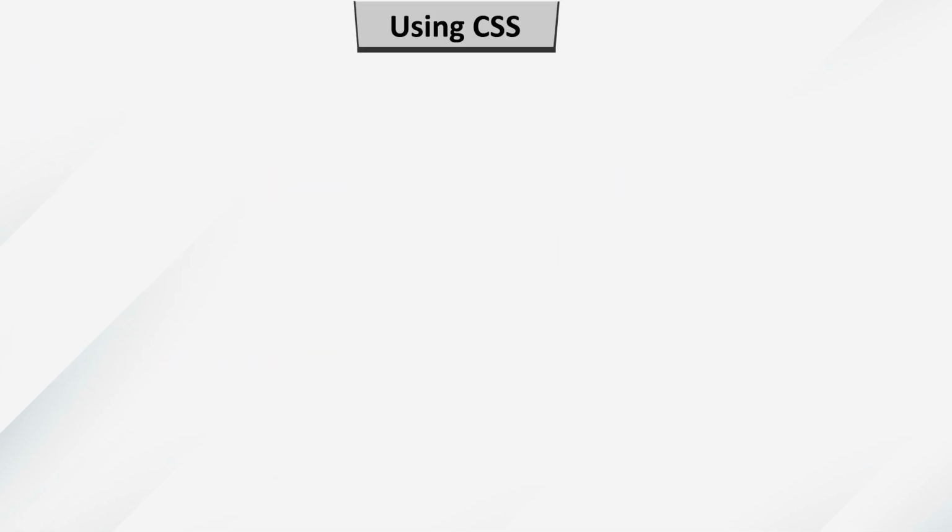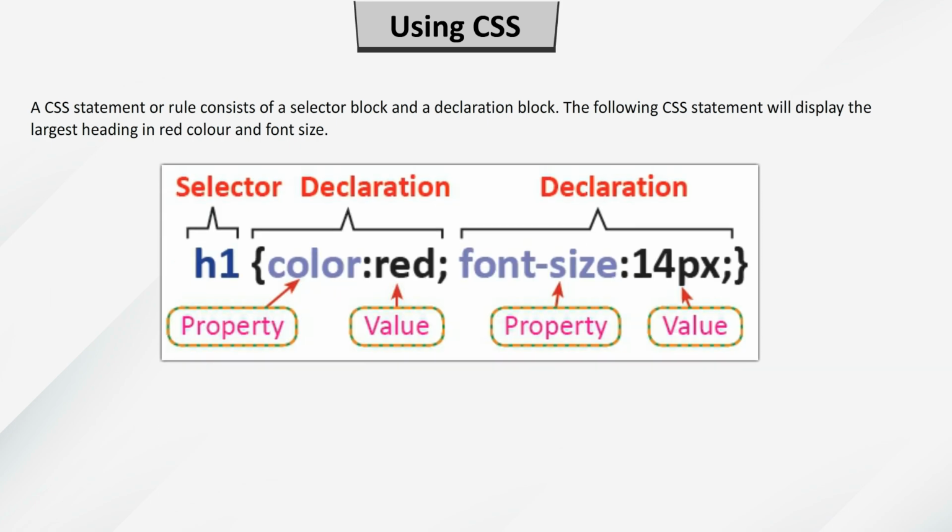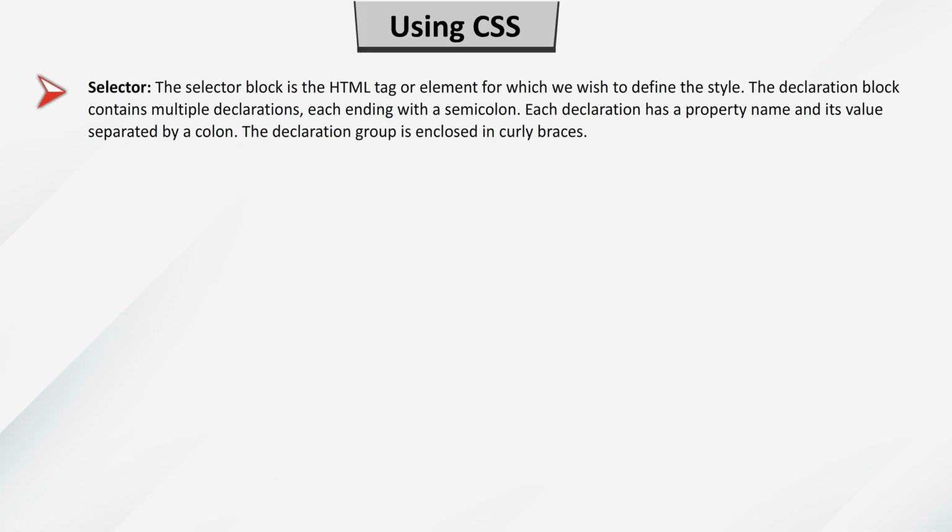A CSS statement or rule consists of a selector block and a declaration block. The following CSS statement will display the largest heading in red color and font size. Selector, declaration: property, value, property, value. A CSS style rule is made up of three parts.